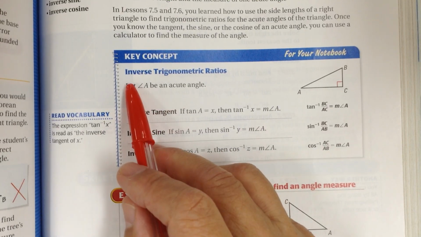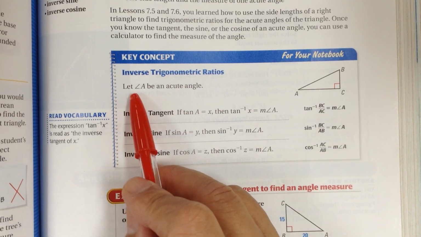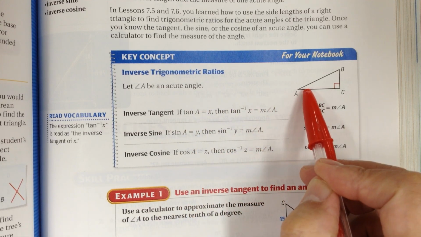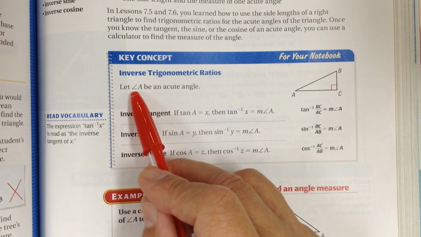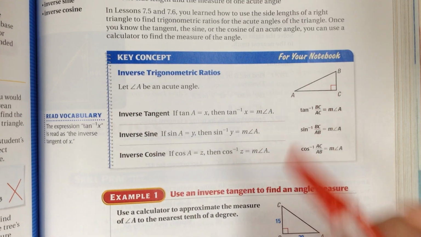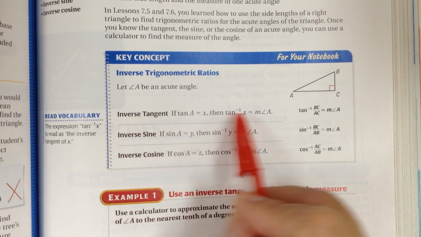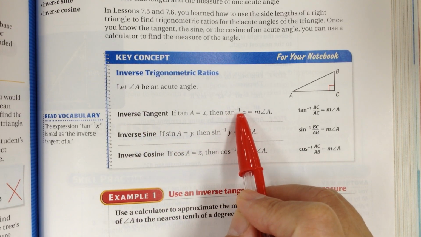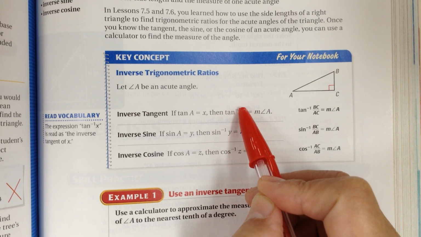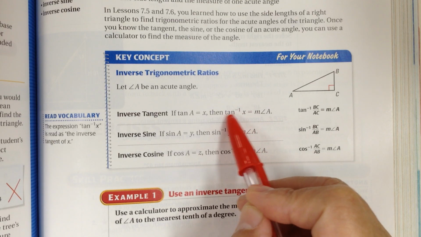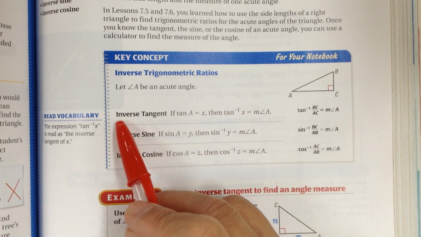So here's a key concept: inverse trigonometric ratio. Let angle A be an acute angle. Then inverse tangent. Normally you know the angle and you're looking for the length, right? But inverse tangent is to find the angle. This is not a -1 power. This is the inverse function, because the -1 is the superscript for the function. So this is inverse tangent.